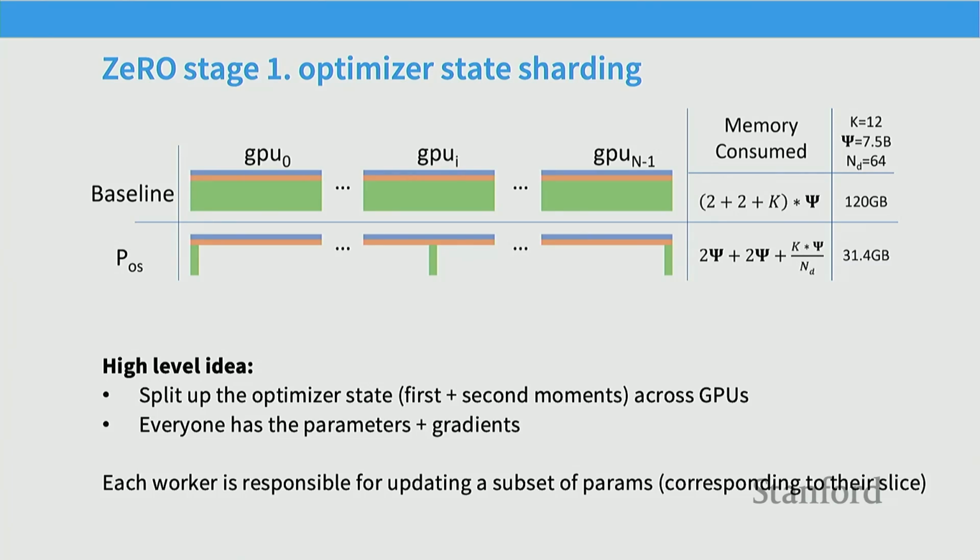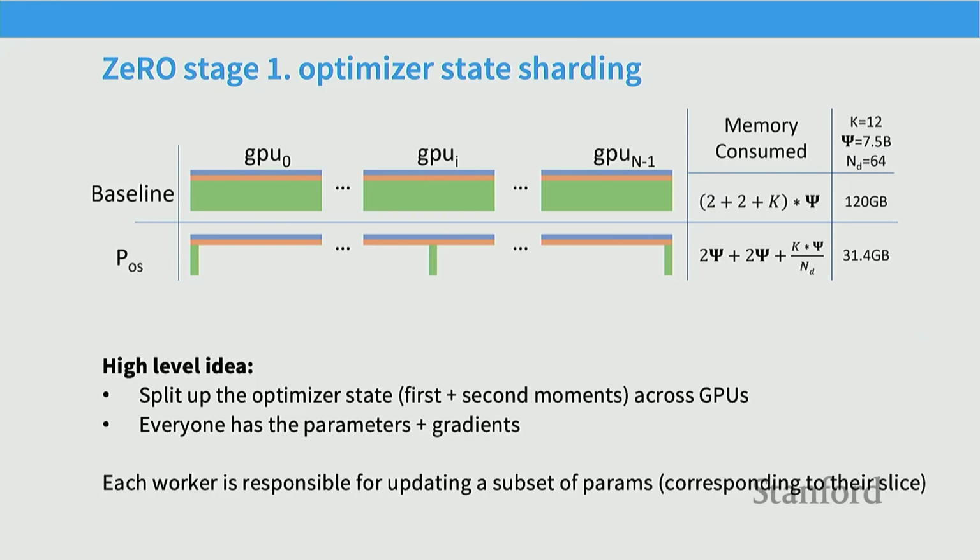So what we're going to do is split up the optimizer states, as I said. The first and second moments are now split up across all of the GPUs. But everyone has the parameters and the gradients, right? So why is this important? If I'm GPU 0, I have the parameters and gradients for everything. That's enough information for me to compute the full gradient update. The only thing I can't do is take that gradient and take an Adam step. I can't update my parameters unless I see all of the optimizer states. So that's kind of the key idea.